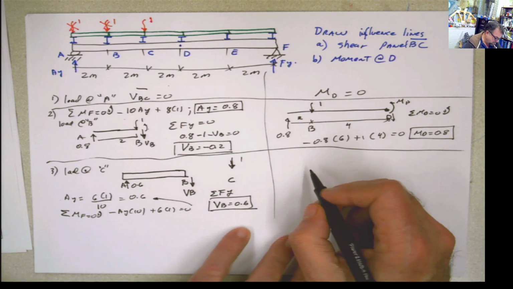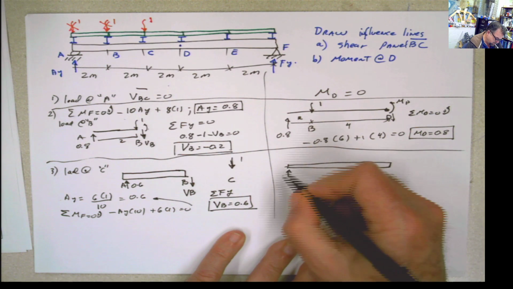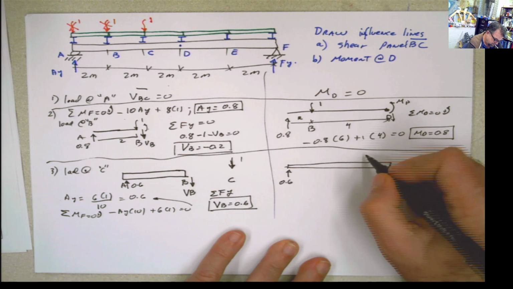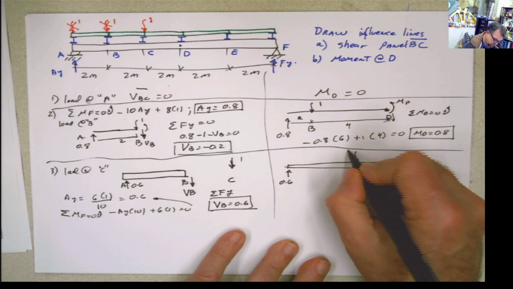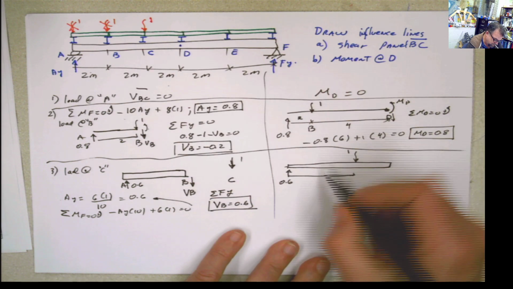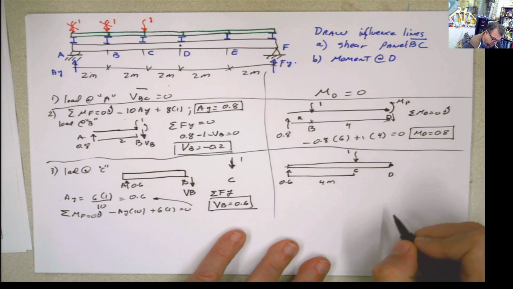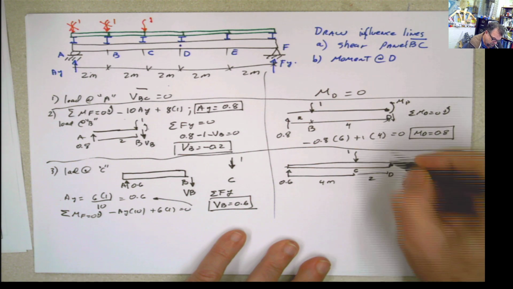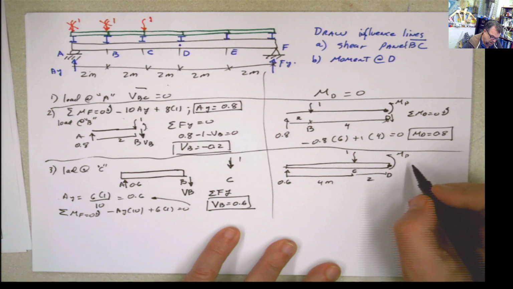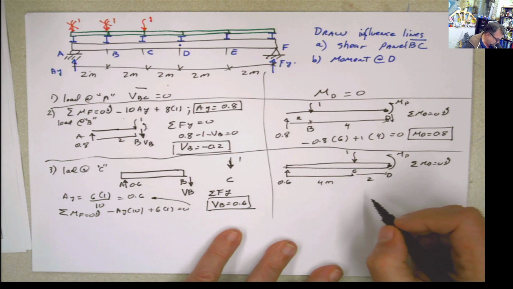Well, let's try what happened with the moment. I have my reaction of 0.6. The load is at C, right there, C. This distance from here to here is 4, and we are interested in the point D, right there, and this distance is 2, and this is the internal moment at D. So if we do summation of moments at D equals 0 to calculate that value, then you're going to have what?